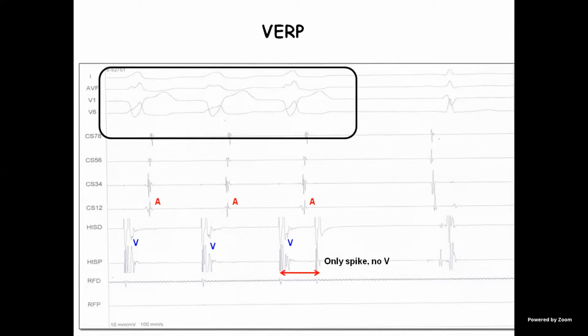So when you pace the RV, the first thing you will see is decrementation happening, and the A in the His bundle coming early. You will keep on pacing till VAERP and VERP. Okay? Yes, sir. Okay, so we'll move ahead.